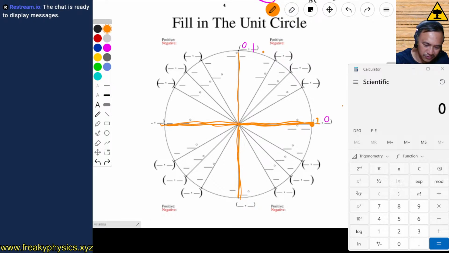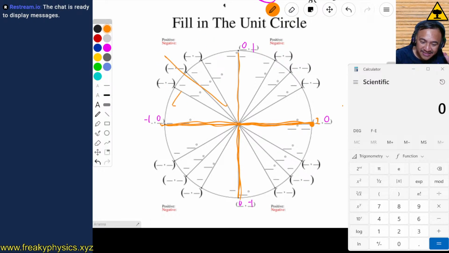Okay, and then let's go to the next one right here. It is -1, 0. Simple enough, right? And then the last one is 0, -1. 0 and -1. Okay.